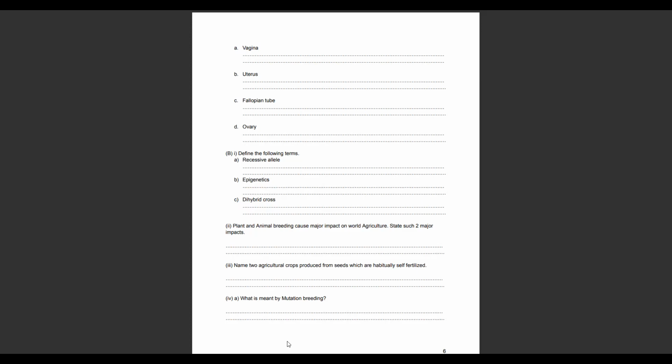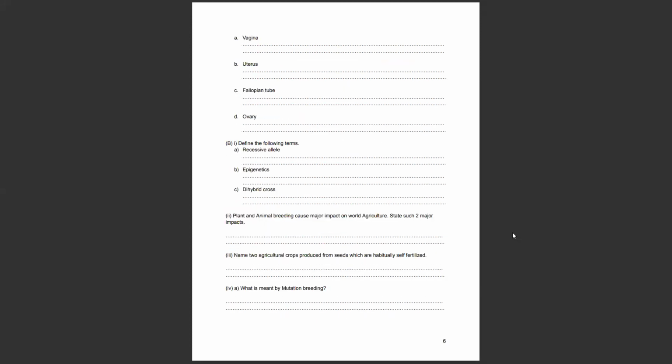Roman number 2. Plant and animal breeding cause major impact on world agriculture. State such two major impacts. Production of improved and high yield plant and animal varieties. Enhance the value of food by improving their nutritional quality. Production of new plant varieties that can withstand unfavorable conditions. Give 2 marks for any 2 correct answers. Next one. Name 2 agricultural crops produced from seeds which are habitually self-fertilized. Wheat and oats. Those are given in the genetic lesson. 2 marks.